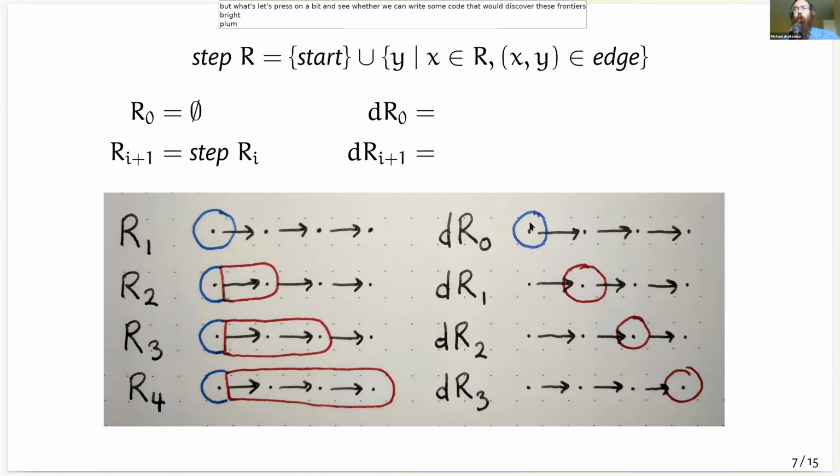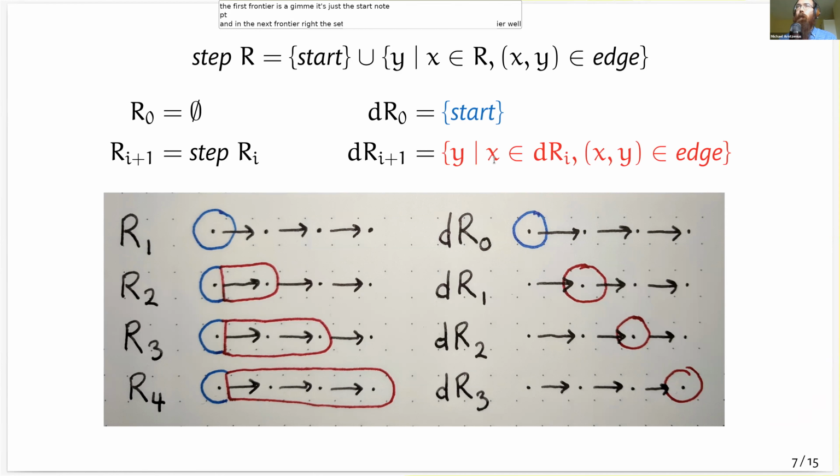So the first frontier is a gimme, it's just the start node, right? And then the next frontier, the set of nodes adjacent to the things in the first frontier, well, it's the set of things adjacent to something in the previous frontier, right? So I'm calling the frontiers dr sub i for reasons that will become clear shortly. And so the next frontier, dr sub i plus 1, is going to be all those nodes y which have an edge into them from something in the previous frontier.